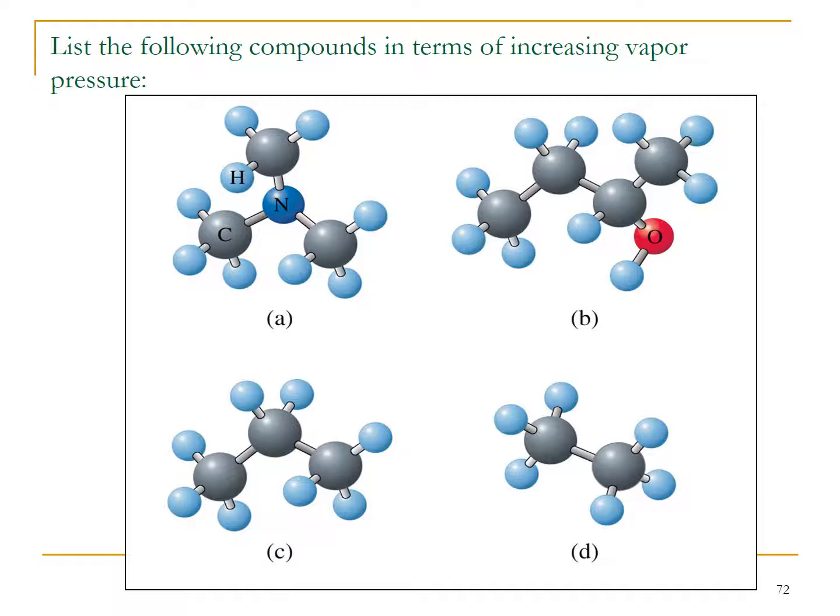Now C and D are both nonpolar, so they both have higher vapor pressures. But again, because they're both nonpolar, we look at size. And so D, being smaller, will have the highest vapor pressure, and C will have a little bit lower vapor pressure because it has a little bit stronger attractions. So B, A, C, D.